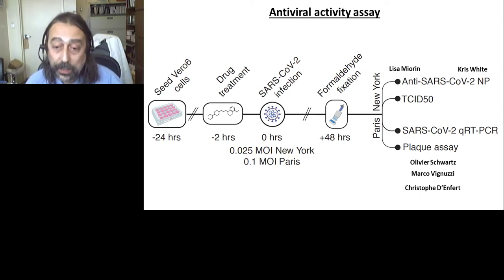Our collaborators at the Institut Pasteur of Paris in France, Olivier, Marco, and Christophe, conduct very similar assays, except that instead of staining against N protein to determine the amount of infection, they use quantitative RT-PCR to quantify viral genomes that are being replicated in the presence or absence of the inhibitor. And if the compound is inhibiting, they perform plaque assays to find the amount of virus present in the supernatant. And this, by the way, is how a plaque assay looks for this virus.